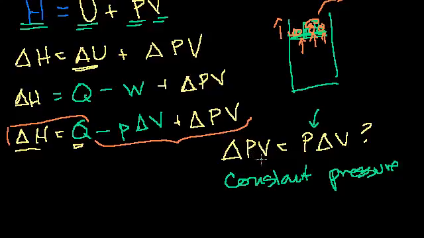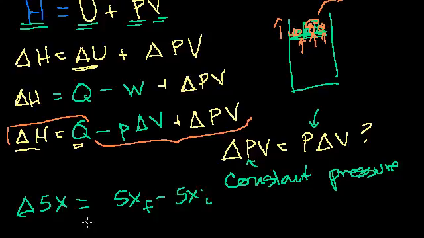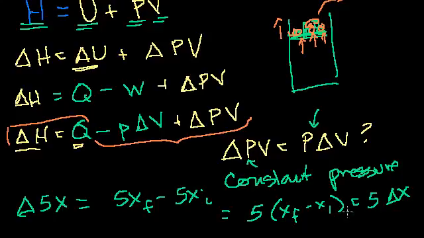Or if you view it another way, if this is a constant, you can just factor it out, right? I mean, if I said the change in 5x, you could say that's equal to 5 times x final minus 5 times x initial. And that's just equal to 5 times x final minus x initial, which is just equal to 5 times the change in x. It's almost too obvious for me to explain. Sometimes when you over-explain things, it might become more confusing. So the 5 I'm using is just the analogy for a constant. So if pressure is constant, then this equation is true.